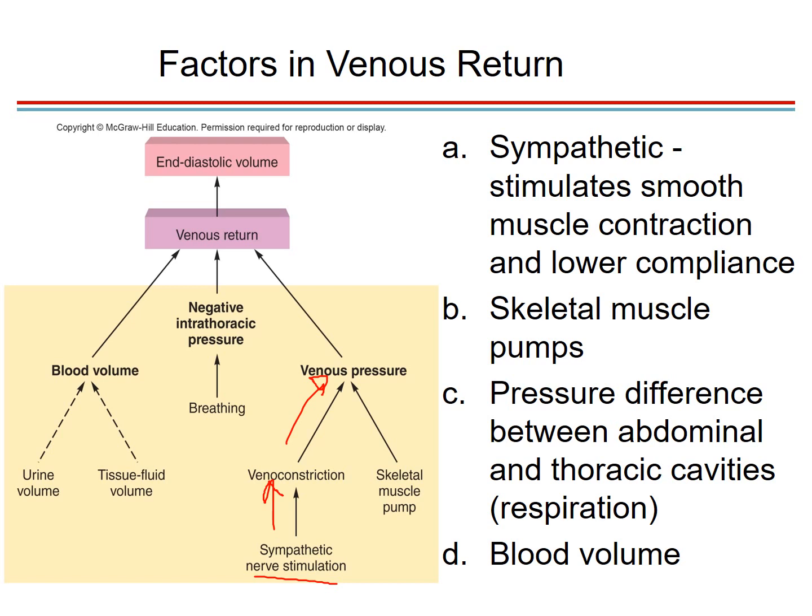And then lastly, we have blood volume that will affect the amount of venous return as well. So for instance, when we have conditions like excessive blood loss, then these are obviously going to decrease the amount of venous return. But when we have increased blood volume, then this is going to increase the blood pressure on that venous return.